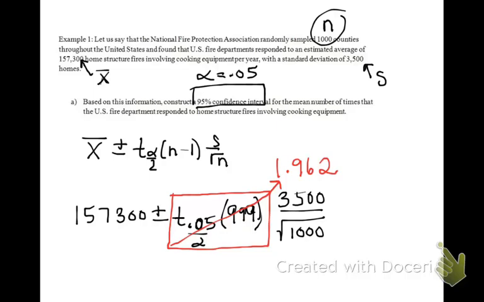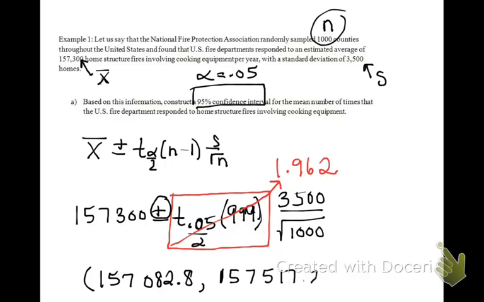The lower bound is 157,300 minus 1.962 times 3,500 divided by the square root of 1,000. This puts the lower bound at 157,082.8. To get the upper bound, you should now do the plus. That gives back 157,517.2.